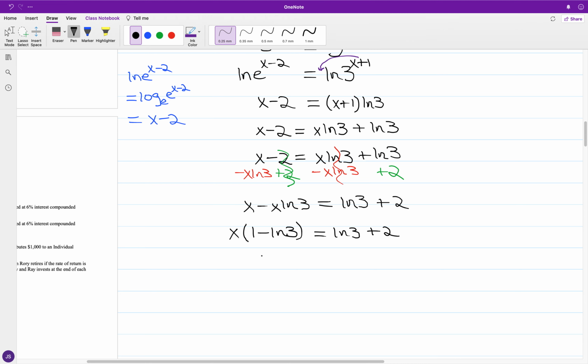And in the case of x, again, we're going to have a ratio. So you have the natural logarithm of 3 followed by the addition of 2, over all of 1 minus the natural logarithm of 3.